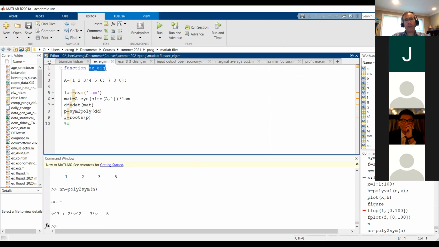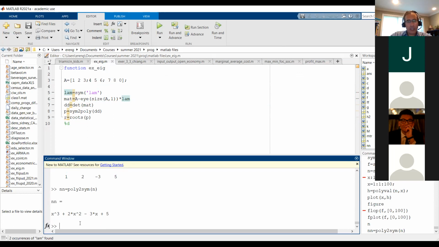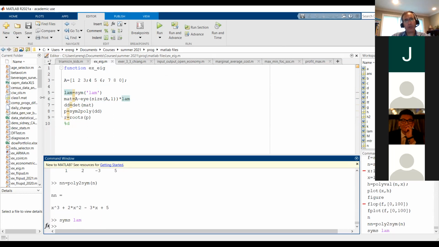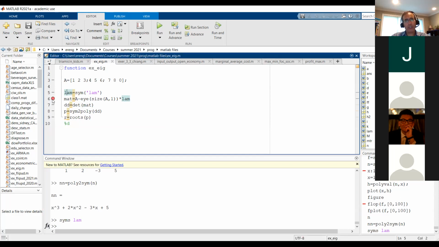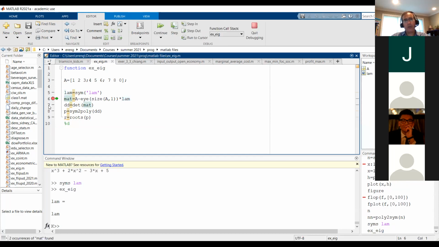This is example eigenvalue. I'm providing the matrix inside MATLAB, inside this M file. What I'm doing is defining lam as symbolic. Remember, you can also define this like this, syms lam. It's okay, this is another way of defining that. So I will run up to here. Okay.